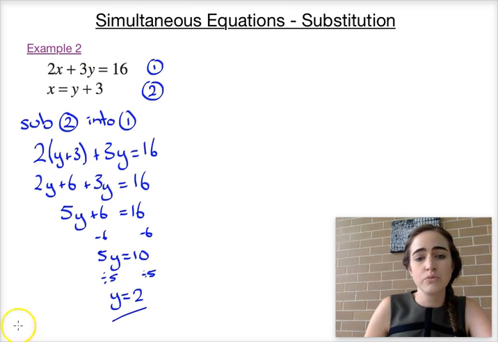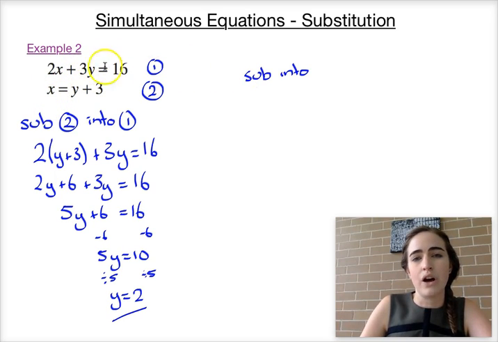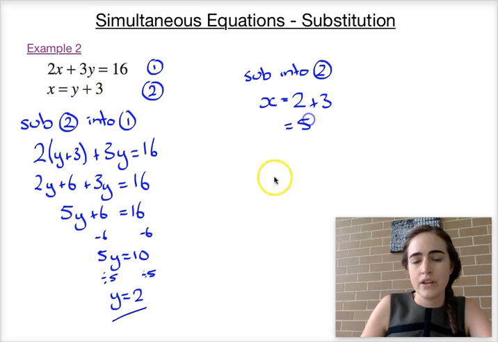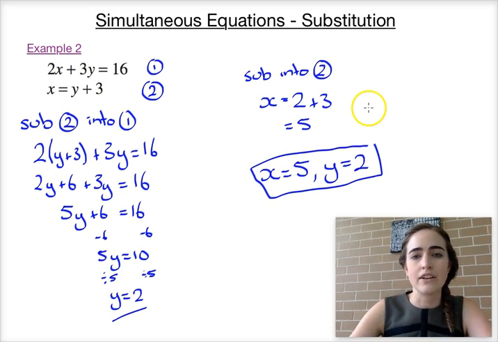So again, that's half of our solution. We know what y is. We need to figure out what x is. So we're going to substitute that back into one of our equations. Again, it doesn't matter which one you substitute into, but in this one, equation 2 will be a little bit easier just because x is already the subject. If we substitute it into equation 1, we'll have to rearrange it. So let's substitute into equation 2. We'll have x is equal to y plus 3, but y is 2, so it'll be 2 plus 3 is equal to 5. So our solution is x equals 5, y equals 2. So that's 2 examples of how to solve simultaneous equations using the substitution method.